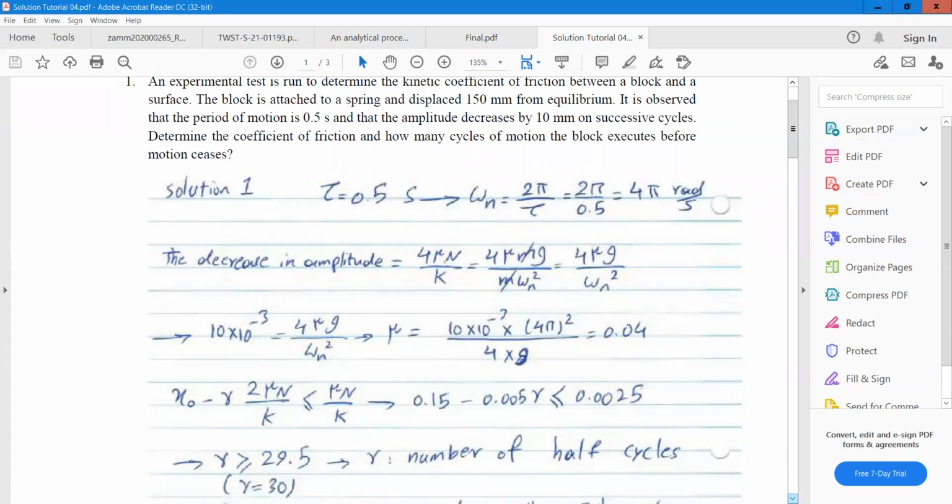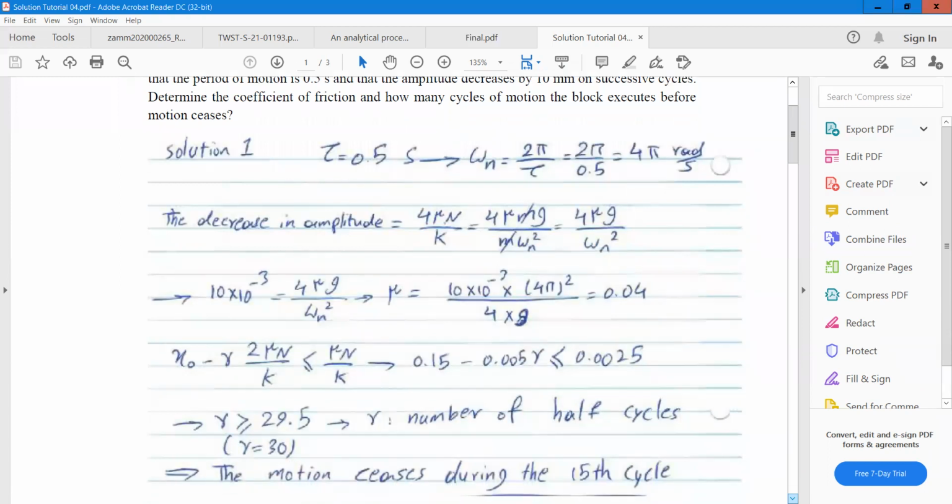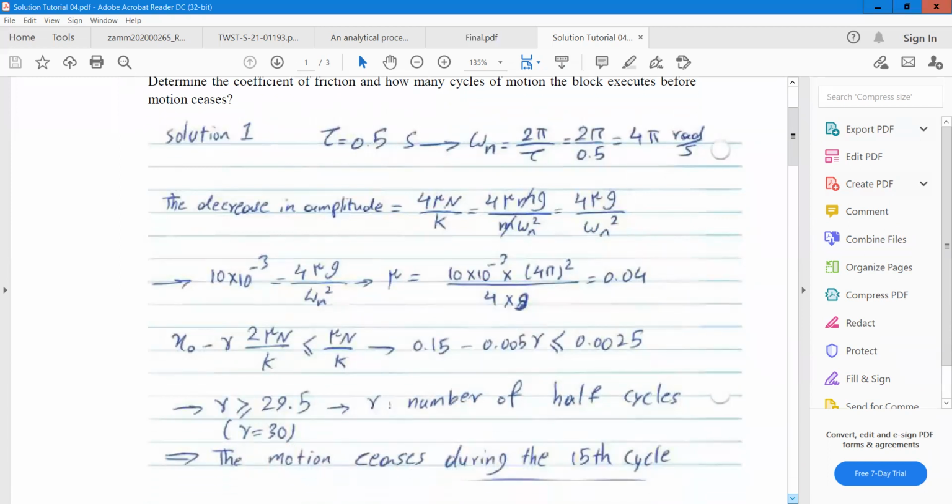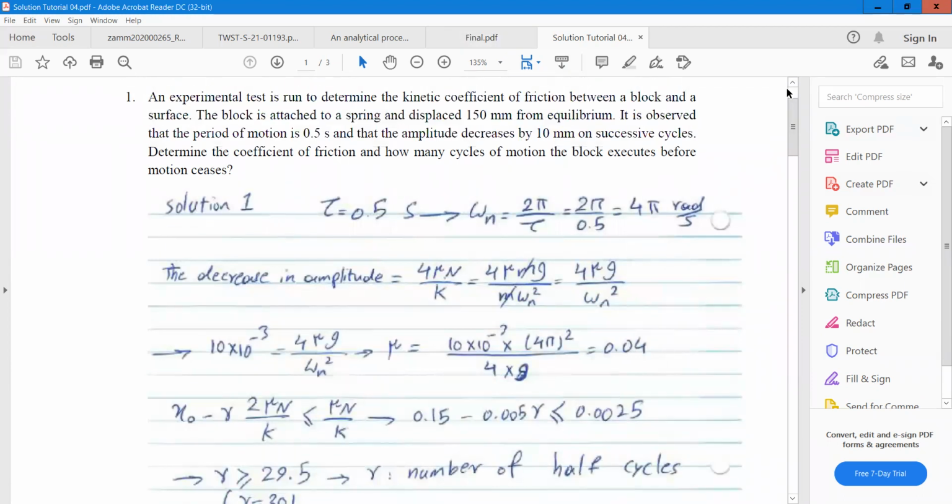So in this problem, we can easily find the frequency, because we have the period. According to the problem description here, the period of motion is 0.5 seconds. So easily we can find the natural frequency of the system because in a system with Coulomb damping, the natural frequency of the system will remain the same.